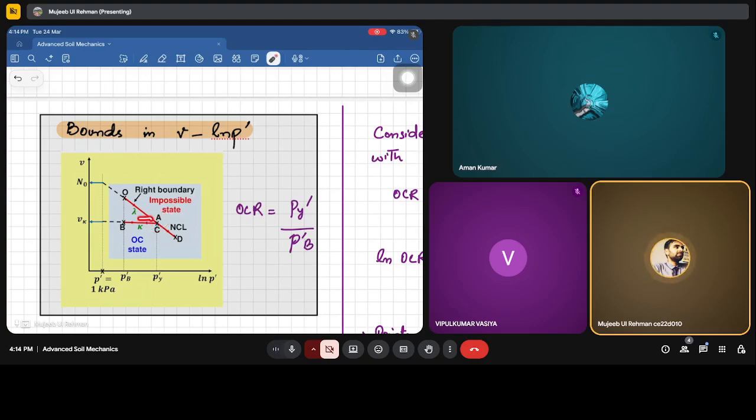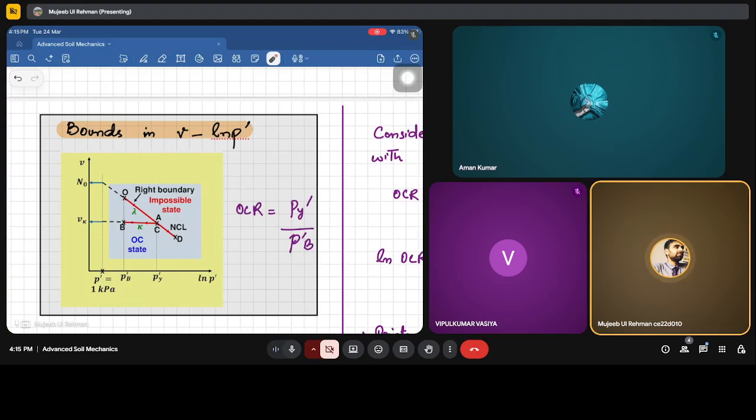So this state represents the OC state, and as you recollect from the previous lectures, it is a stiffer state. It has a lesser bound. This state used to be a kind of elastic behavior. And if we talk about the OCR, the over consolidation ratio, for this point, for this line, it is given by P dash Y, which is the maximum stress it has experienced, relative to the present one.